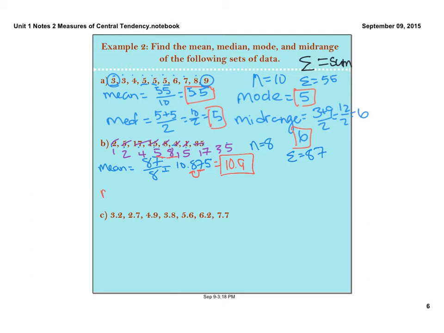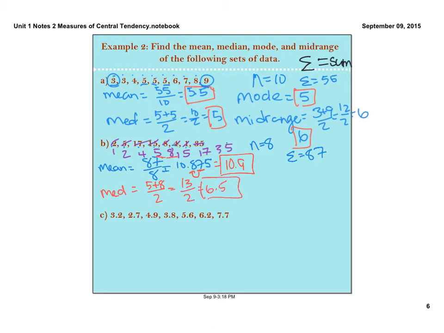So my median is equal to 5 plus 8 divided by 2. That's 13 over 2, which is 6.5.